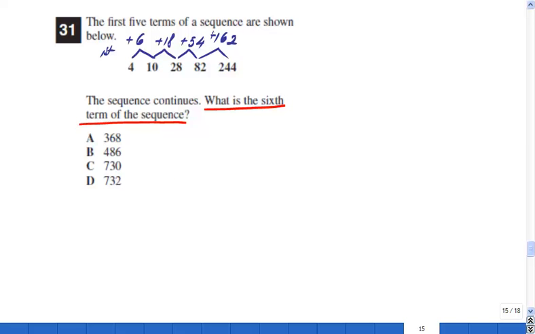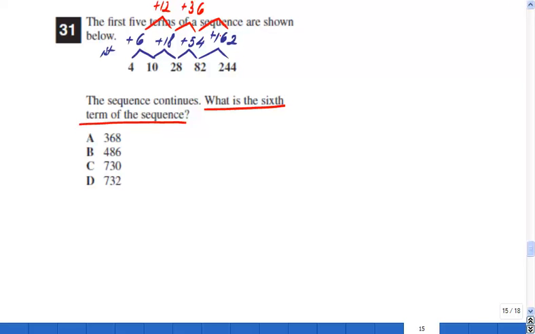Everything is positive. Now, eventually you can go ahead and find the second difference here. How do you find the second difference? You subtract the first differences. From 6 to 18, that will be positive 12. From 18 to 54, you subtract, you get 36.